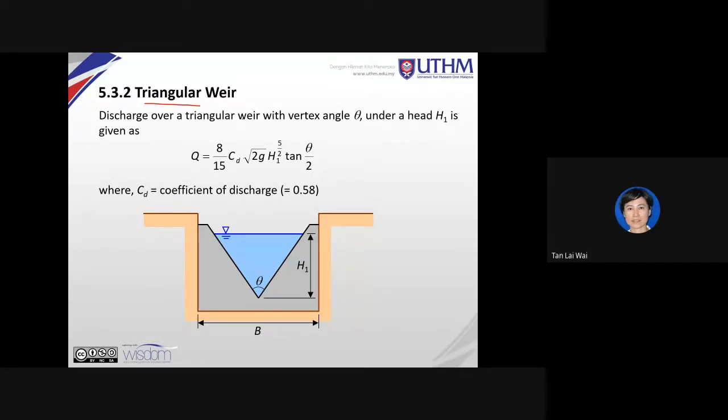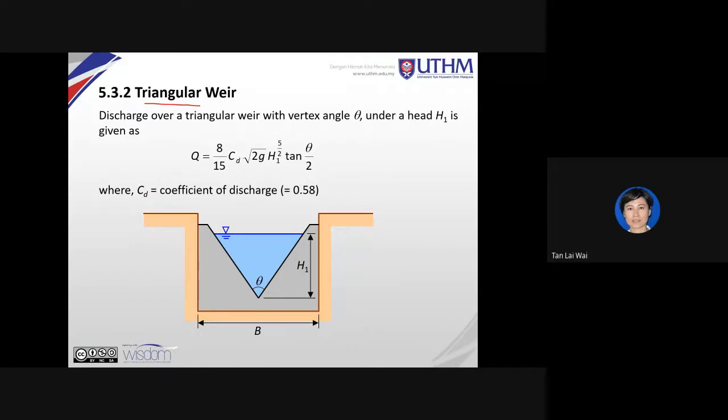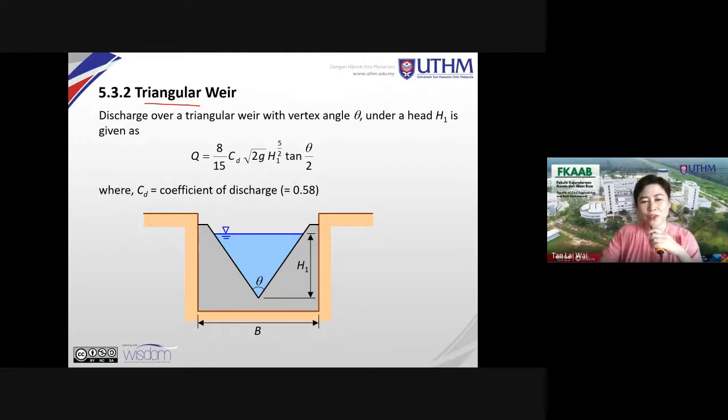Here's the thing. How do you distinguish between the rectangular and triangular weir formulas? For a triangular weir, you don't have L because there's no L. The top surface depends on the height of the water, so basically you don't have the width of the opening. But you have theta. So you can recognize this formula is for triangular, as compared to the previous formula, where you have L.